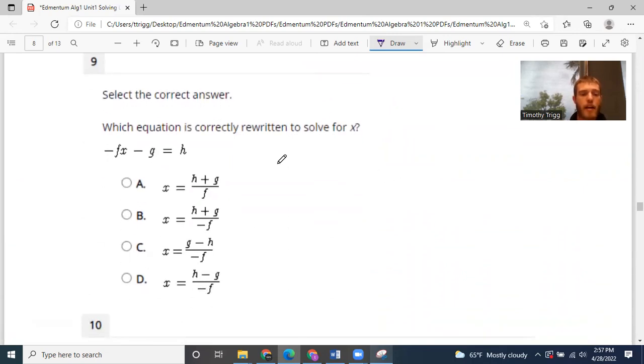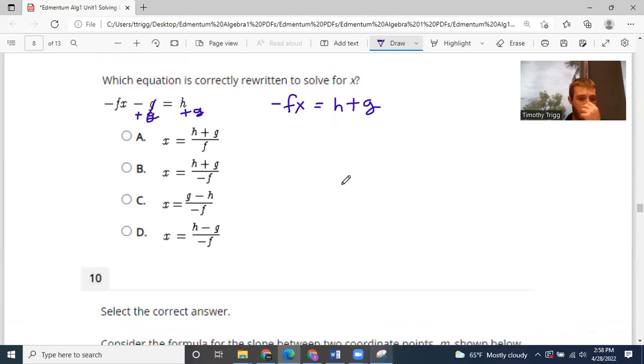This one, solve for x. Okay. The first thing I would do is add g to both sides to cancel that out. So that gives you negative fx equals h plus g. See if you can solve it from there. Again, you're trying to get x by itself.